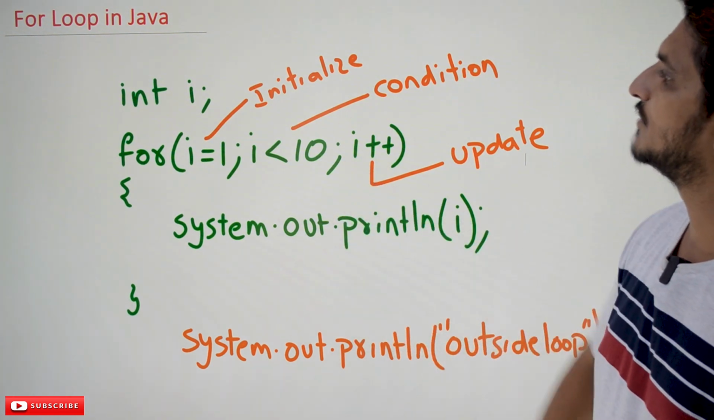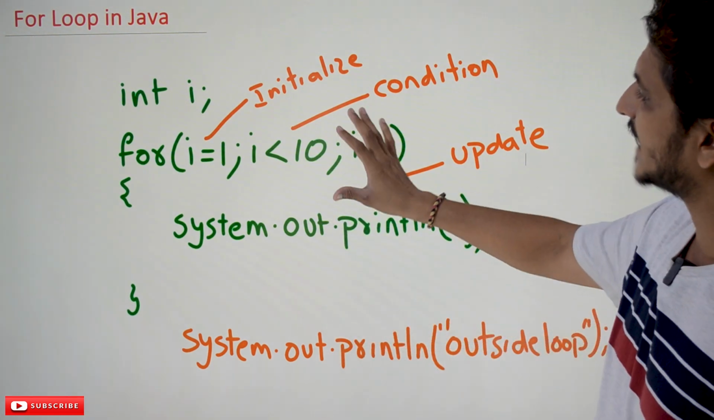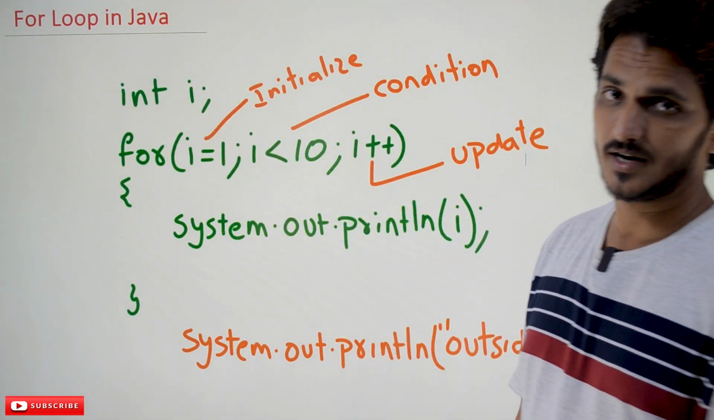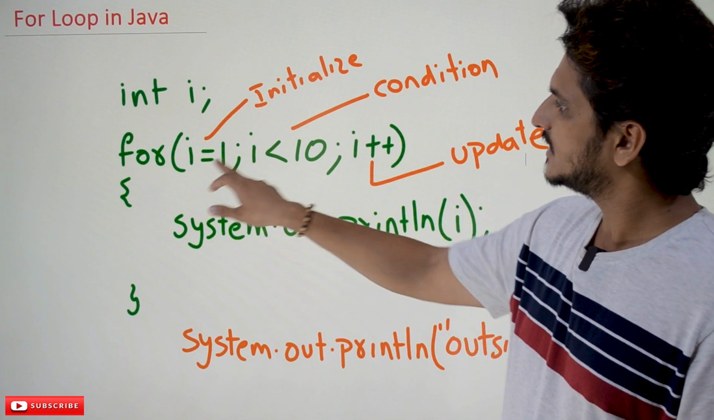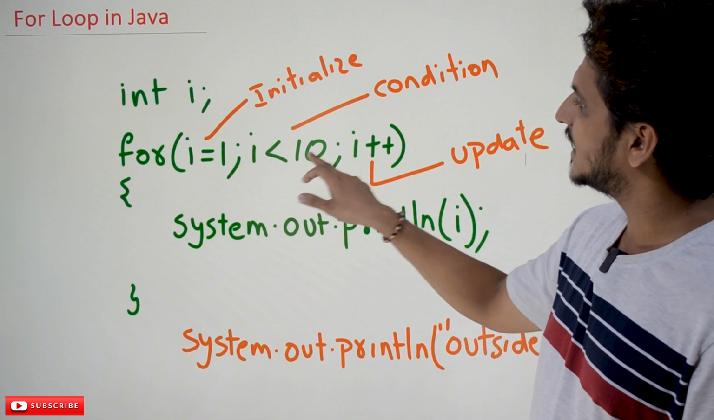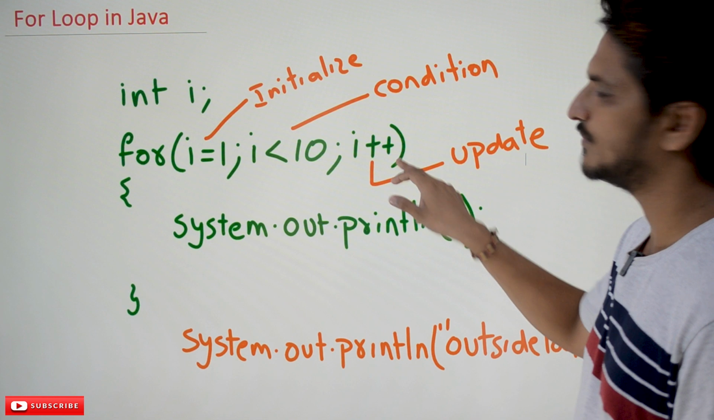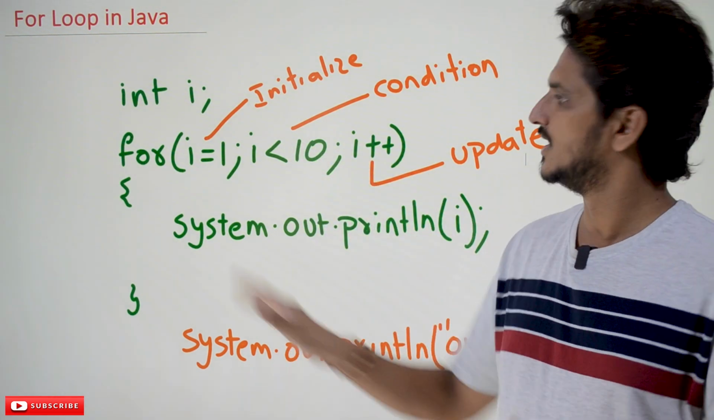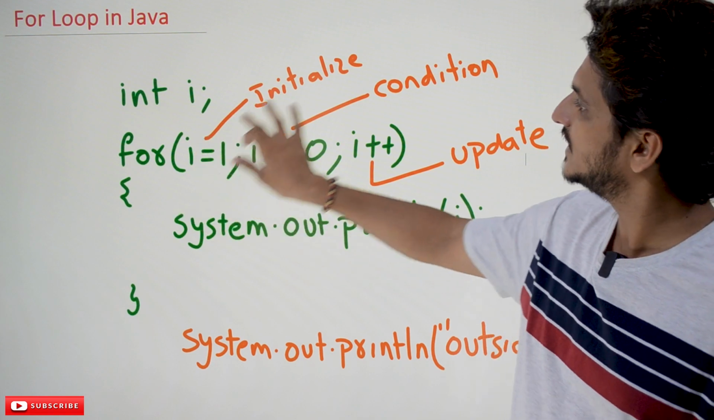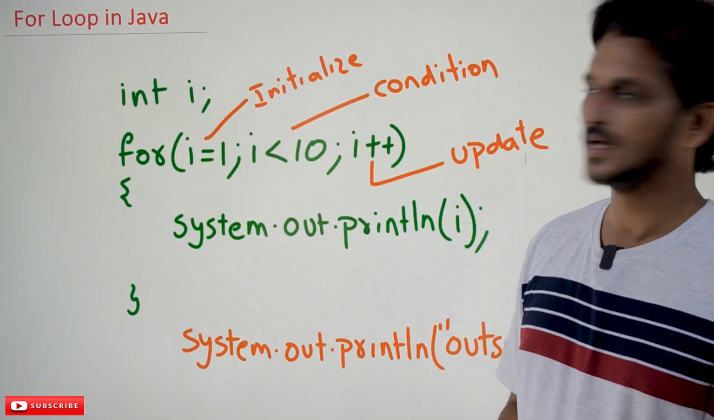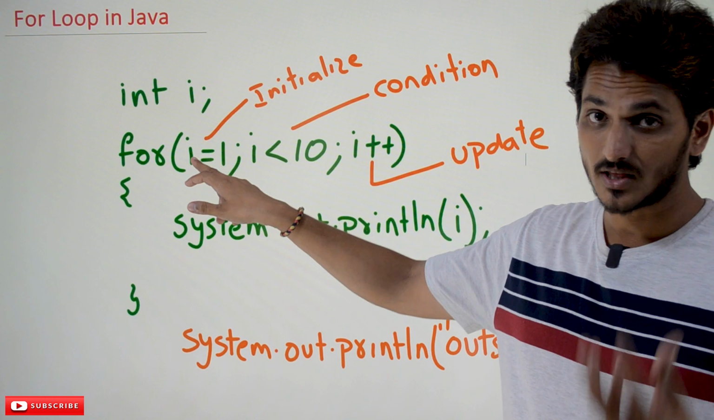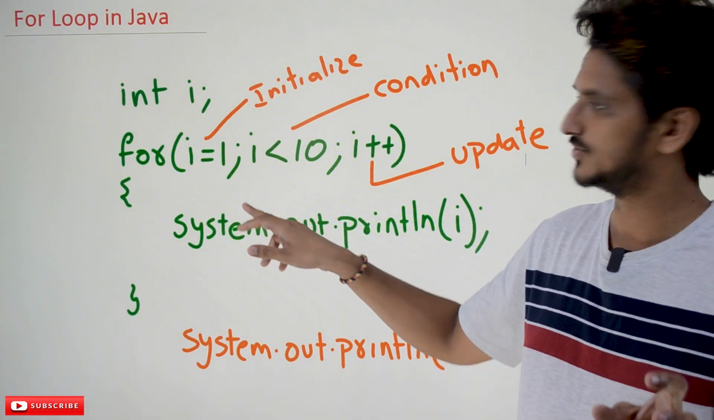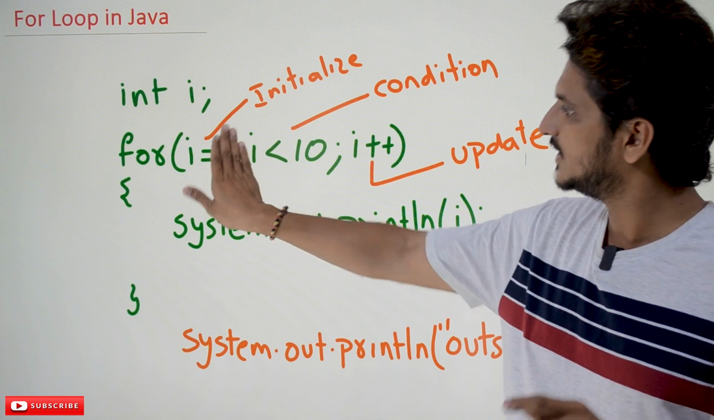How is the for loop statement written and what is the syntax? int i, we declared a variable. for (i = 1; i < 10; i++). The for loop statement is divided into three parts. The first part is the initialization part. Here, whatever variables you want to initialize, meaning initial values, you do it in this part.